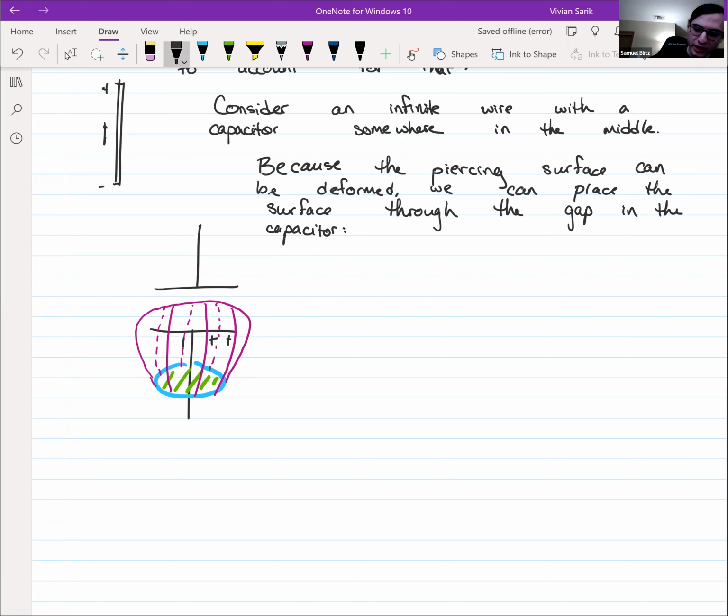Let me draw some charges here because that's really what's happening. You have charge buildup on one side, charge buildup on the other side. You have current flowing up. So we need to fix Ampere's law so that regardless of which surface you choose, the green one or the purple one, you get the same answer on the right-hand side.